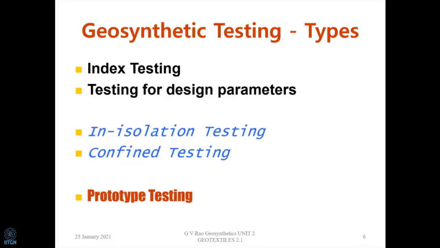And then, of course, there are specific tests meant for obtaining the design parameters. That means finding out flow rate, finding out the damage and things like that. So there are many tests which are used for design parameters, which are directly used. Here, the establishment is done.